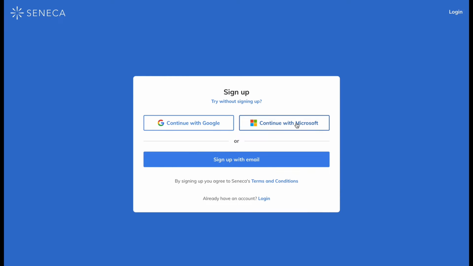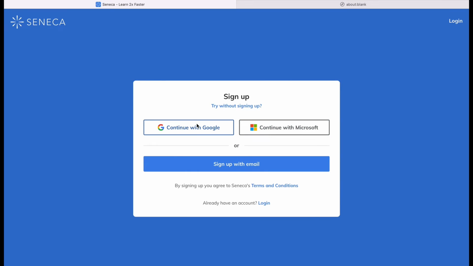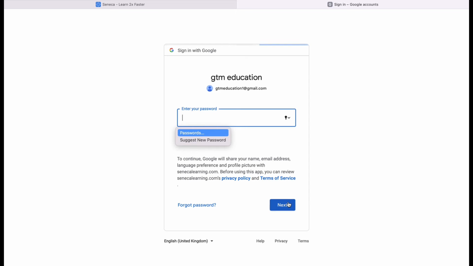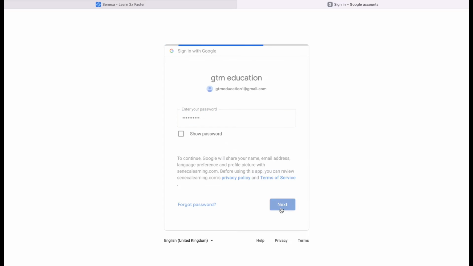As we go inside, you can either continue with Google, continue with Microsoft, or sign up with email, but I like to keep it in my Google account. So I'm going to continue with Google. I'm going to sign in. I'm going to put in a new account that is based on this email address at GCM Education. So we're going to use that and then enter the password as well. Let me quickly enter the password, and we click next.